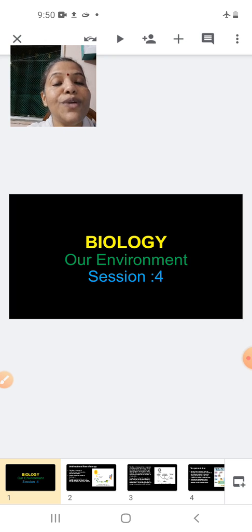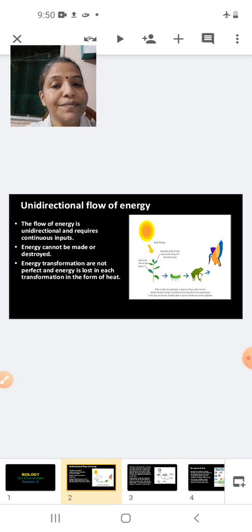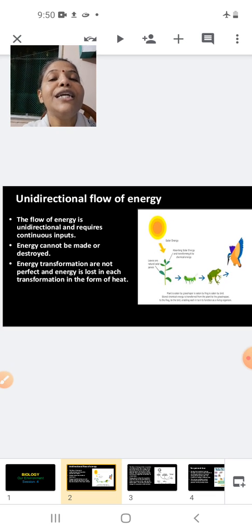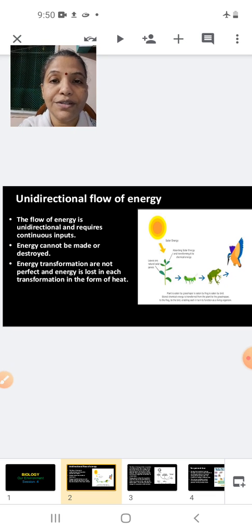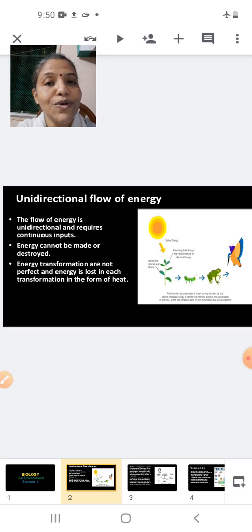We will start with the unidirectional flow of energy. To understand it, let's talk about energy first. The source of energy on the earth's surface is the sun. It is basically the sun which provides energy for all living organisms. Why did I say that? Because the sunlight is used by the plants to prepare their food, and that food prepared by the plants is utilized by all other living organisms.